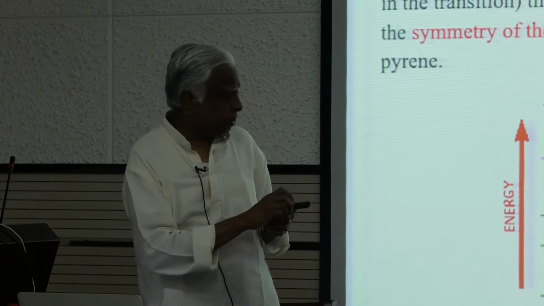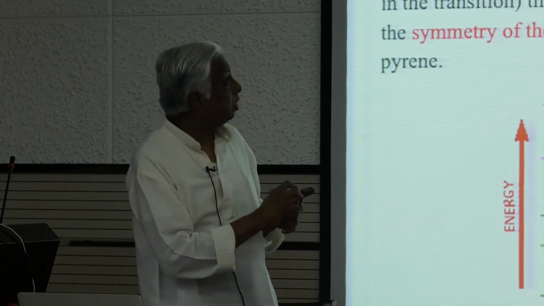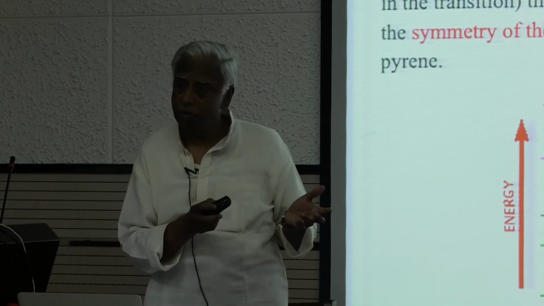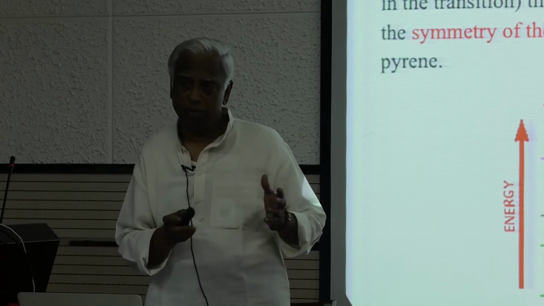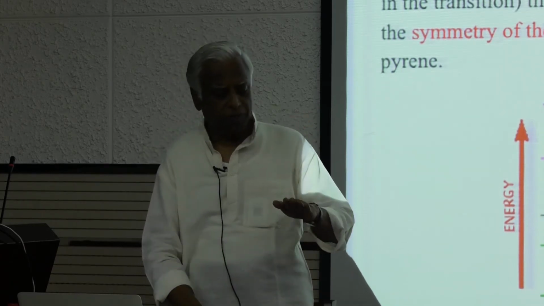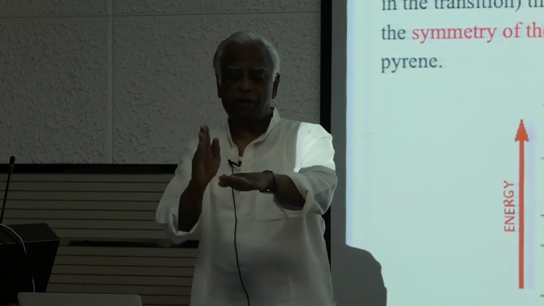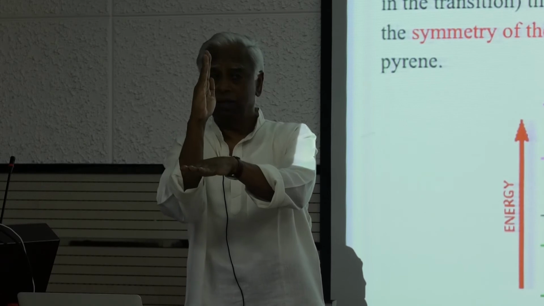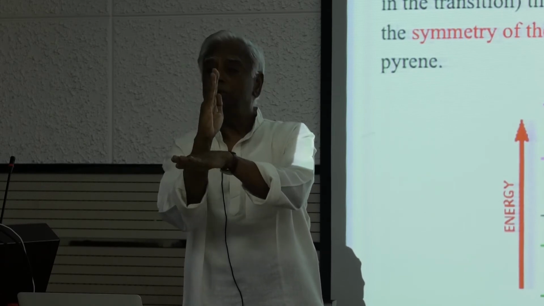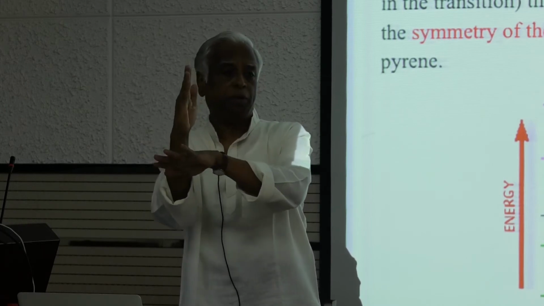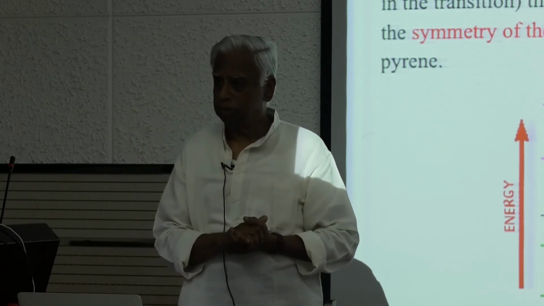Now, that depends upon one of these things called the overlap, whether these two orbitals can overlap. If there is no overlap, the transition is zero. It should not happen. Because if you have an orbital like this, and another orbital like that, the electron going from here to here is not going to happen because there is no overlap. The electron has to find a way to get here. If they are perpendicular, it is not going to be possible.